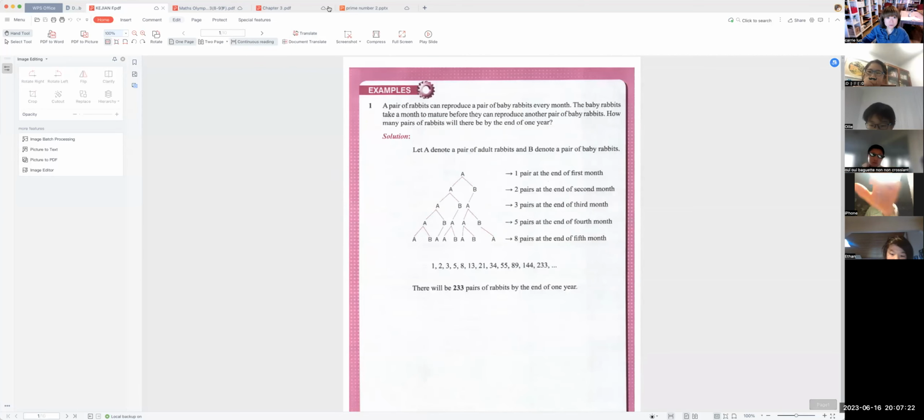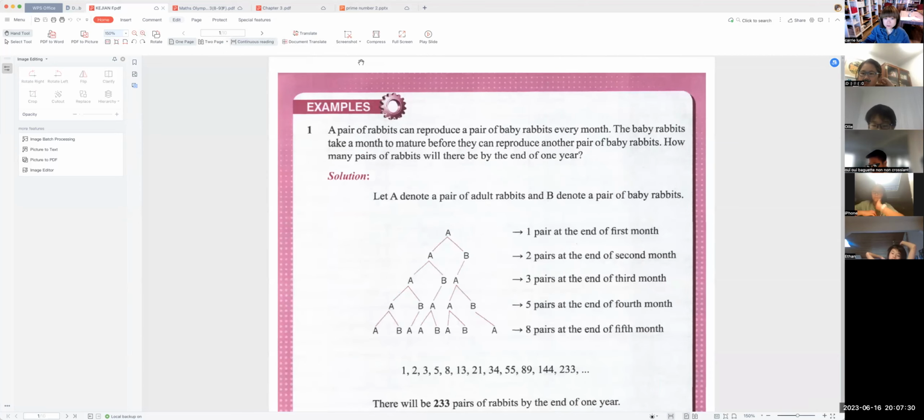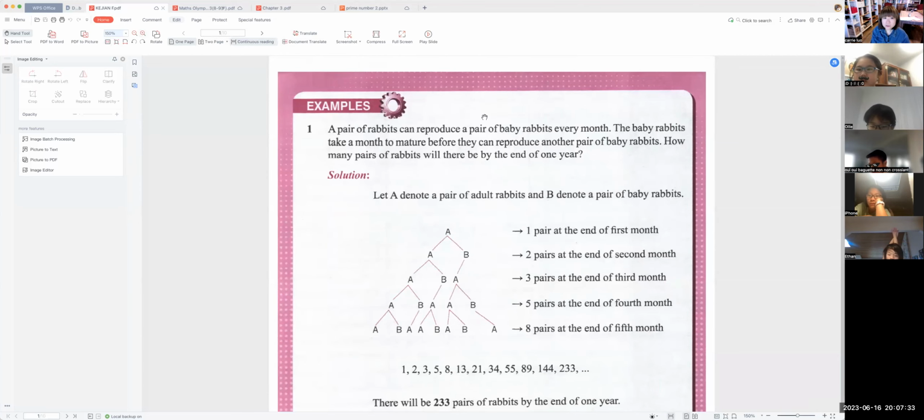Okay, so let's take a look at some examples of how we use the Fibonacci sequence to solve problems. Let's take a look at this one. A pair of rabbits can reproduce a pair of baby rabbits every month.